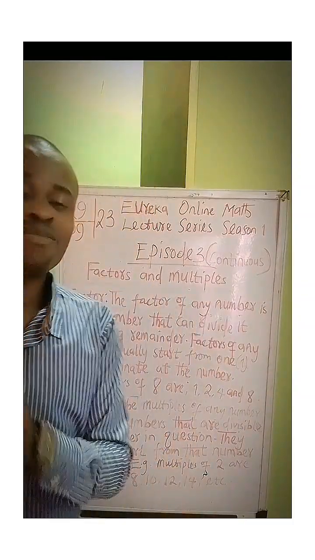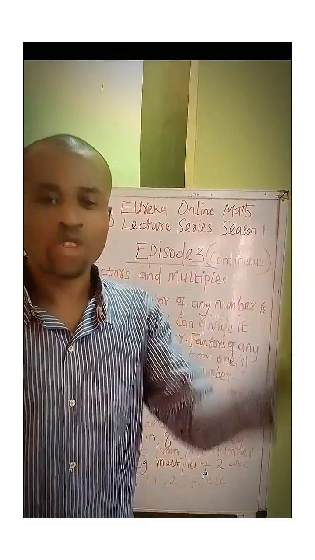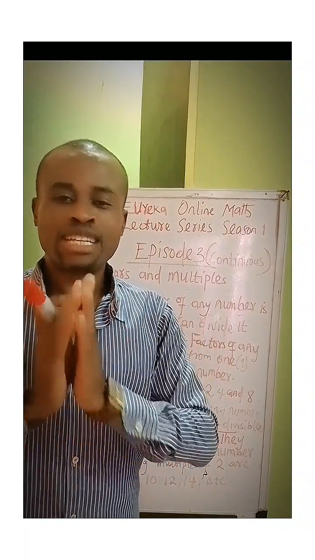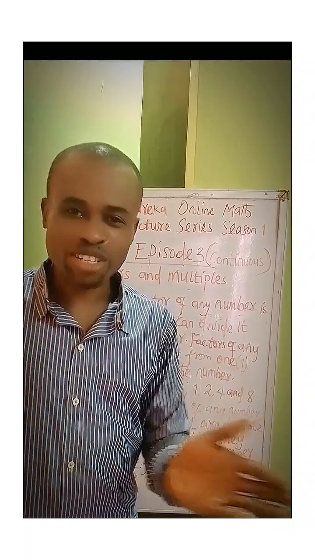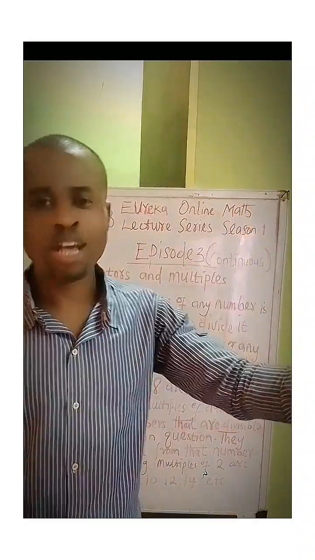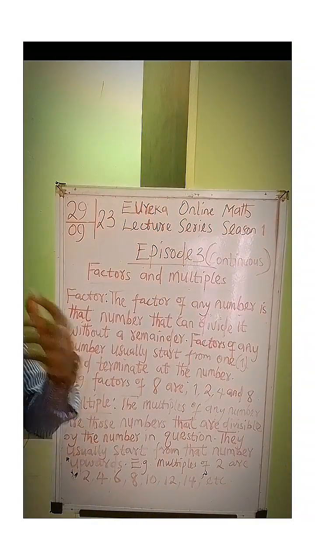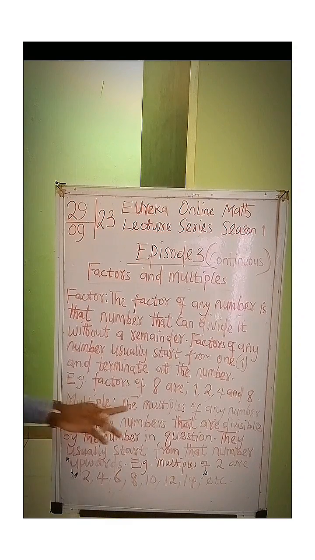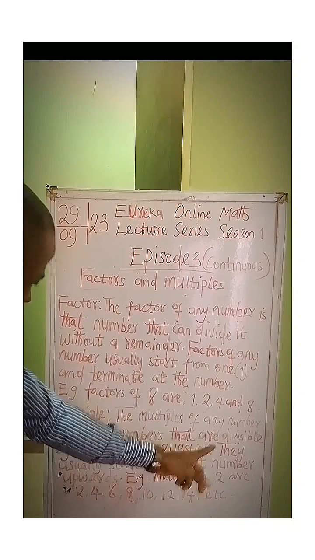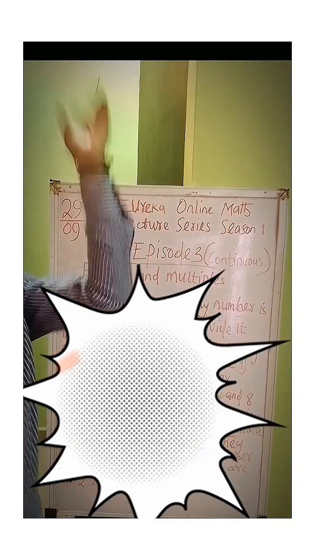And when you are talking about the last multiple of any number, it's infinity. Because as numbers keep going, you keep getting multiples. So I can tell you that the multiples of any number, the last limit is infinity. In as much as you keep counting numbers, you keep getting the multiples of a particular number. So the multiples of any number are those numbers that are divisible by that number in question. They usually start from that number upwards.